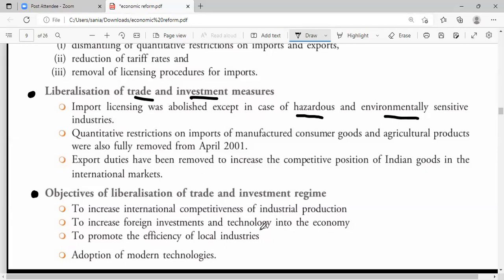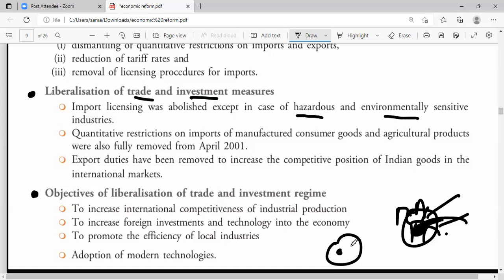Second, to increase foreign investment and technology in the economy. If people do foreign investment, they will come and establish their market over here. That's also a good thing. Next, to promote the efficiency of local industry. Earlier in India it was not allowed for foreign countries to come, establish themselves and sell their products, so people were not efficient enough. But now if you liberalize, others will be coming and you have to be better. That also promotes the efficiency of local industries.